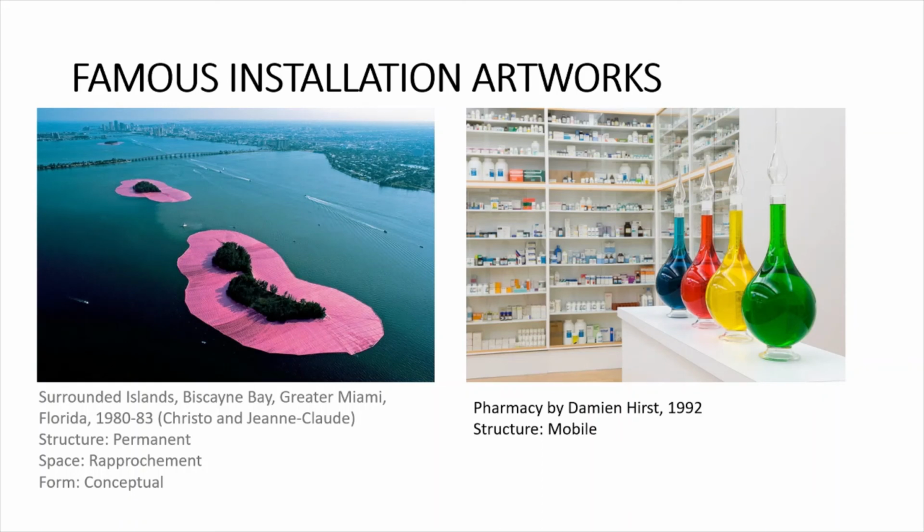The second one is Pharmacy by Damien Hirst, created in 1992. For structure, it is mobile. You can rearrange the order of the colors. Space, approachment, because it's being part of the pharmacy, and also an intervention of a once empty table. For form, it is interactive because you can use this to demonstrate the reaction of medicines or reaction of chemicals when they are put together.